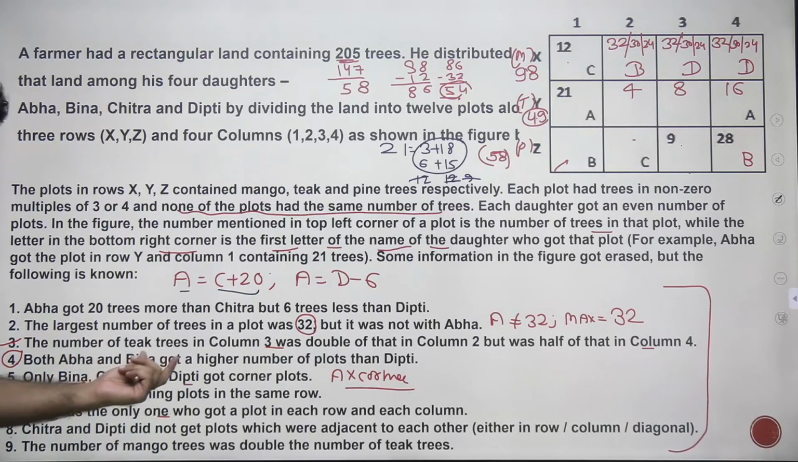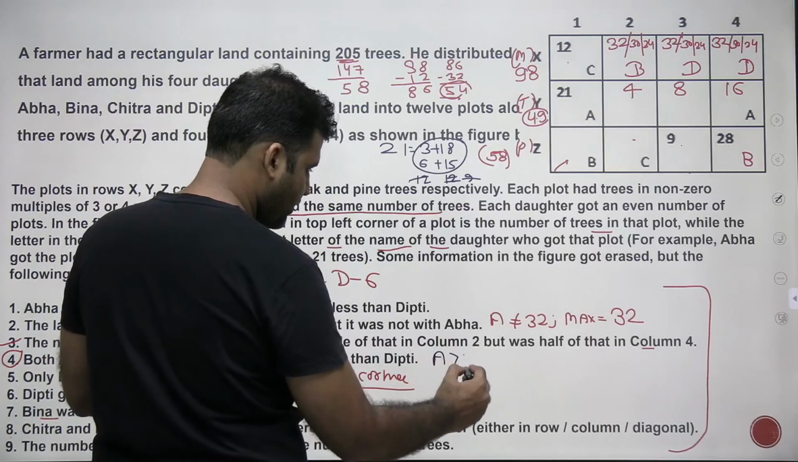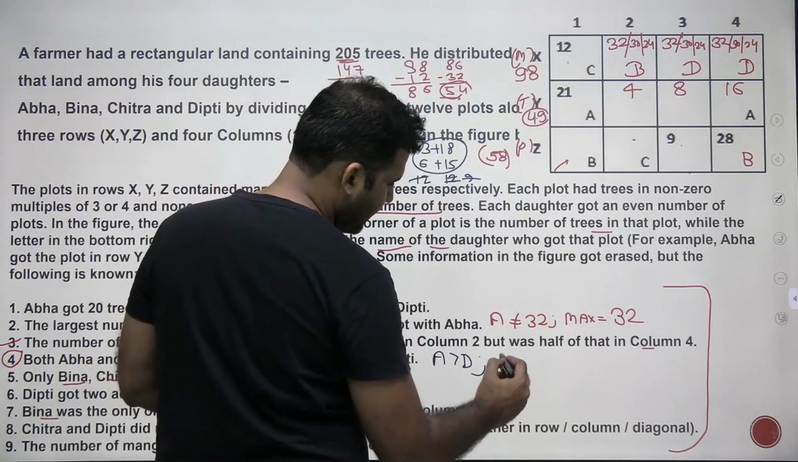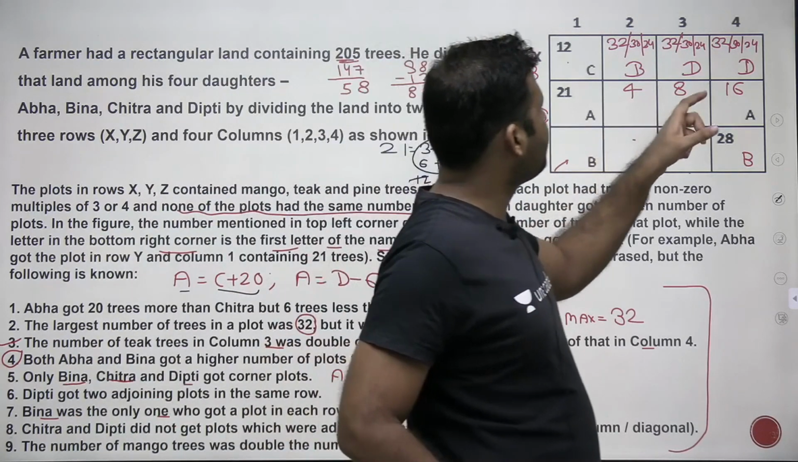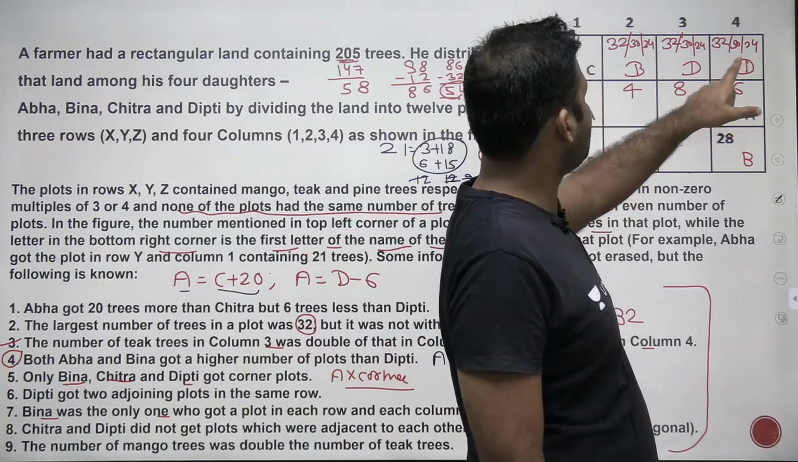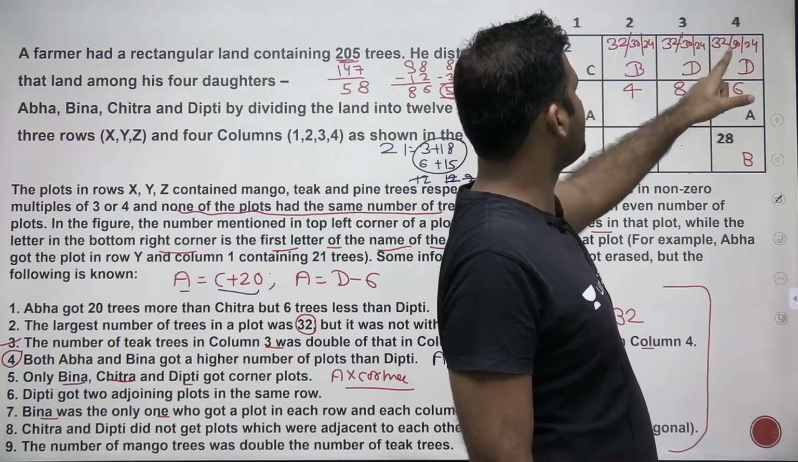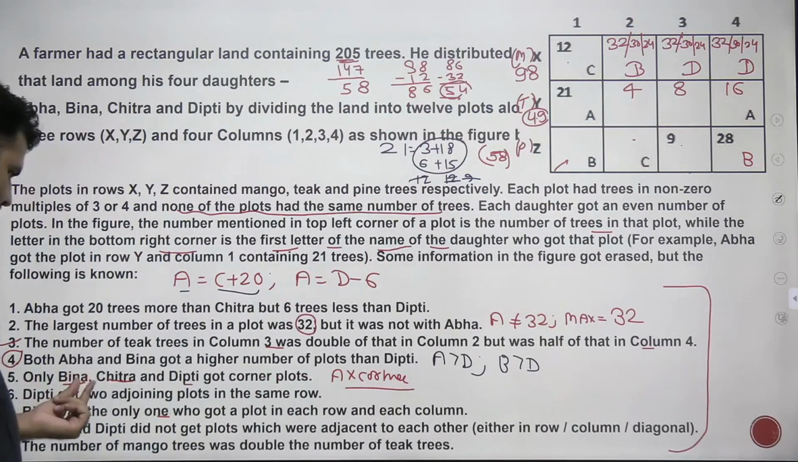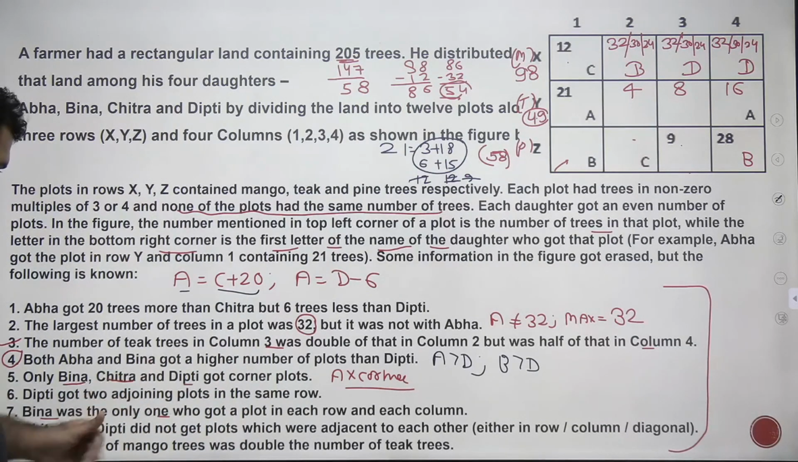Both Abha and Bina got a higher number of plots than Dipti. Now, Abha is getting more plots than Dipti, and Bina is also getting more plots than Dipti. So Dipti must be getting either 24 plus 30 or 32 plus 30, again, the number of possibilities. Only Bina, Chitra and Dipti got corner plots. Okay, we have used this. Dipti got 2 adjoining plots, we have used this.